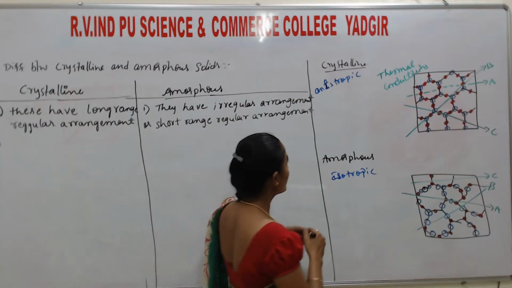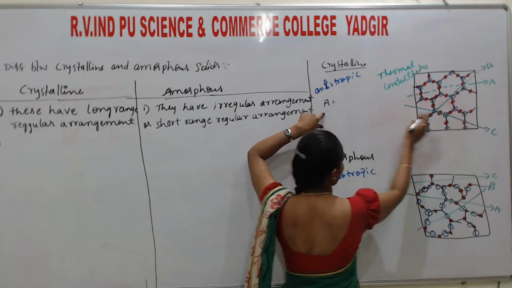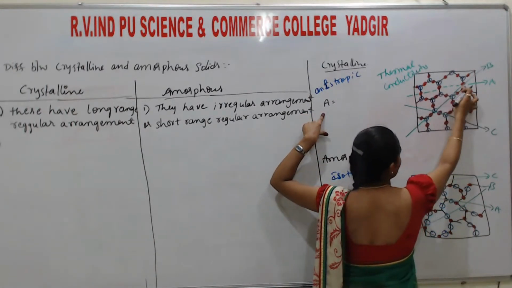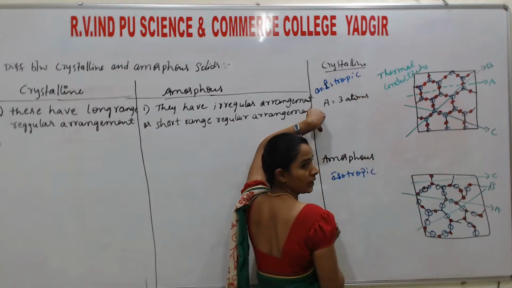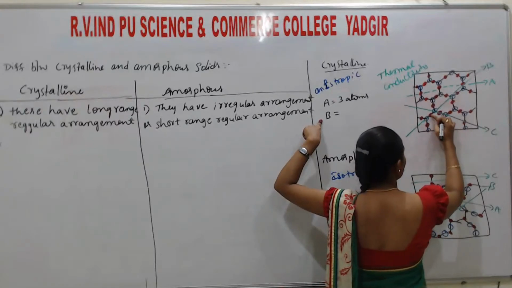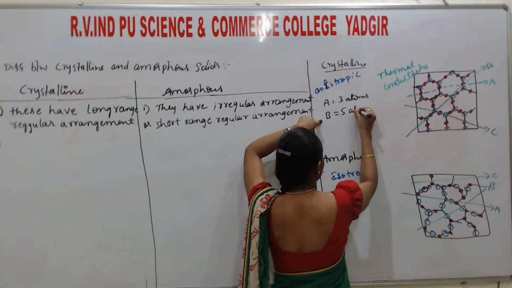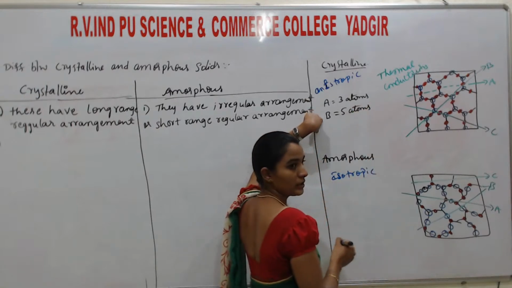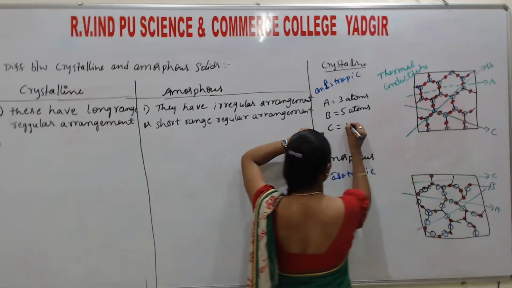Okay, so from here students, in direction A, the total number of atoms is 1, 2, 3. 3 atoms. Correct? In direction B, 1, 2, 3, 4, 5 atoms. Correct? In direction C, 1, 2, 3, 4 atoms.